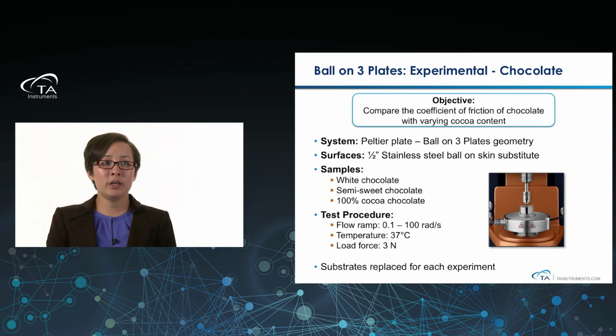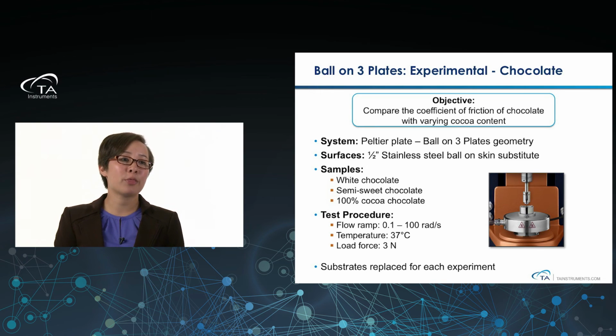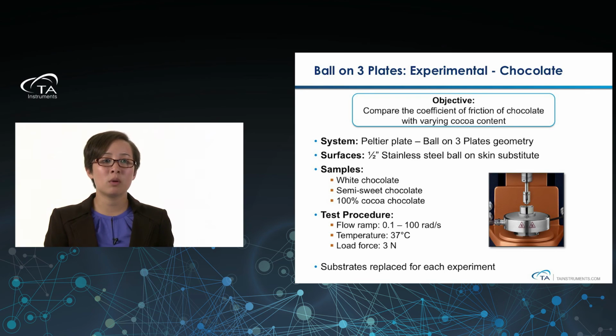For this case, we went with chocolate because that's everybody's favorite food. In this specific case, we wanted to compare the coefficient of friction of chocolate with varying cocoa content. We used the ball and 3 plates geometry, with a 1/2-inch stainless steel ball in the upper geometry and skin substitute covering the 3 plates, so it mimicked more of what was going on in the mouth. We looked at white chocolate, semi-sweet, and 100% cocoa, testing at body temperature with a load force of about 3 newtons. Again, substrates were replaced for each experiment.